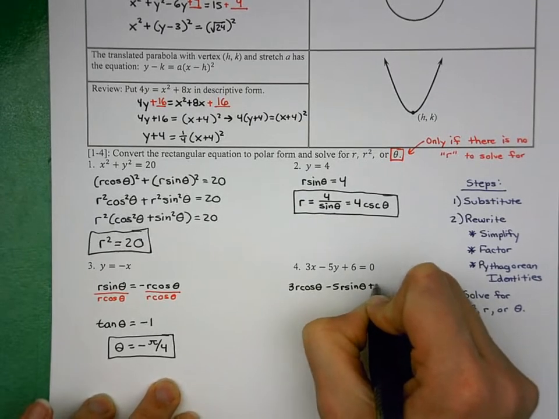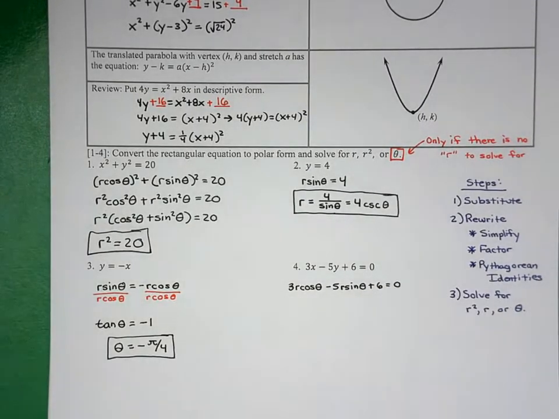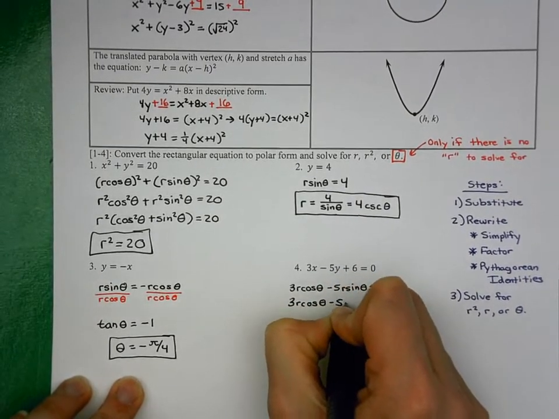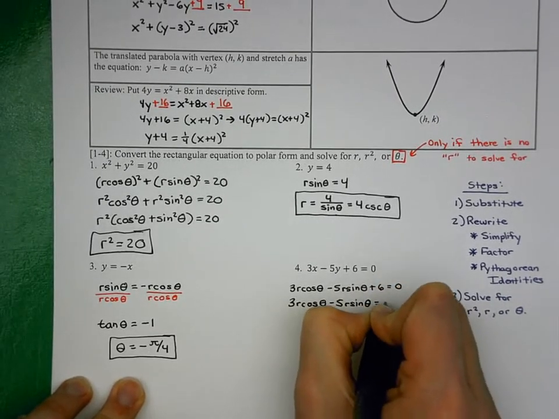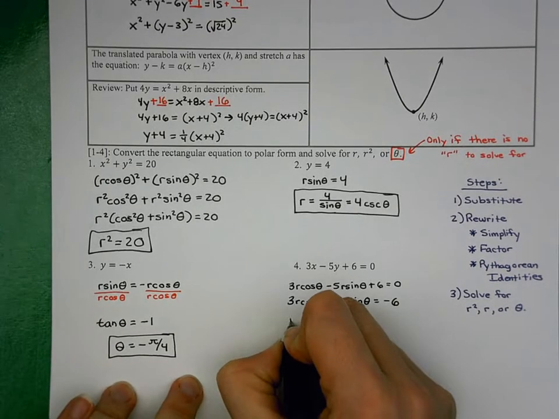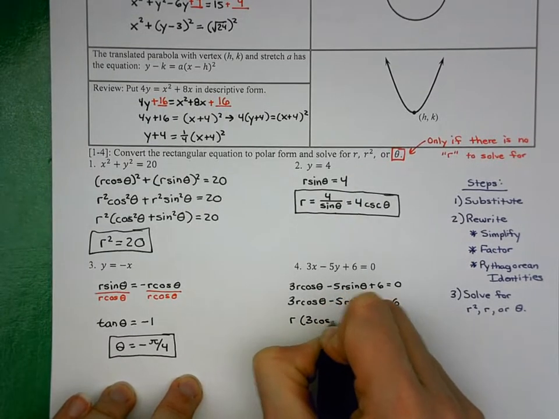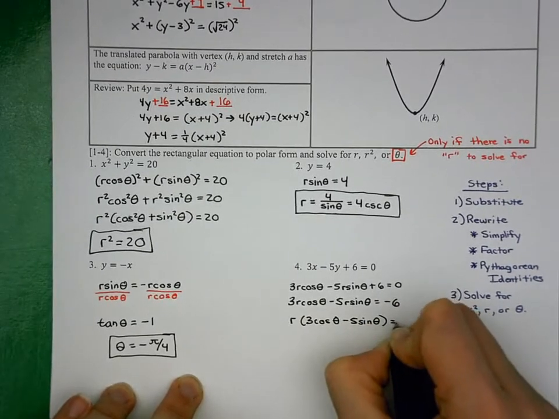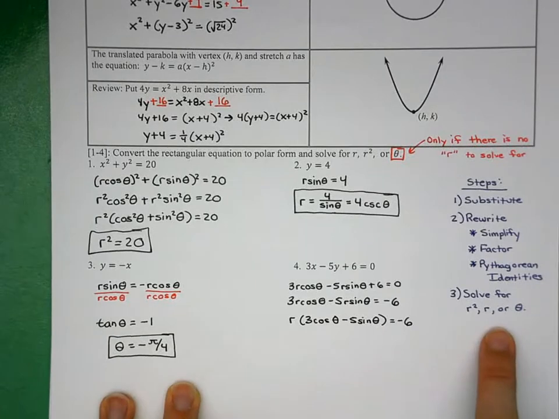Plus 6 equals 0. Okay, rewriting, cleaning this one up, looking at this. Not really seeing a whole lot that we can do, but I see a 6 that I could subtract over, so let's go ahead and do that. Which is handy because in subtracting that 6 over, look at what I am left with on the left side of my equals there. I've got 2 terms with a GCF of r. I can factor that r out. Which will now allow me to do my last step, which is solve for r, or theta.